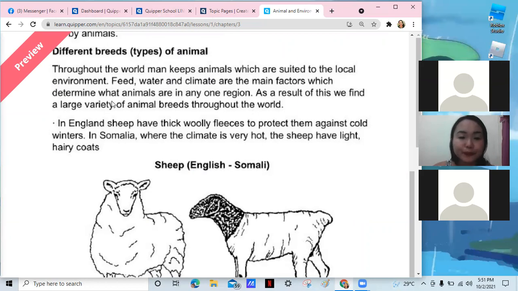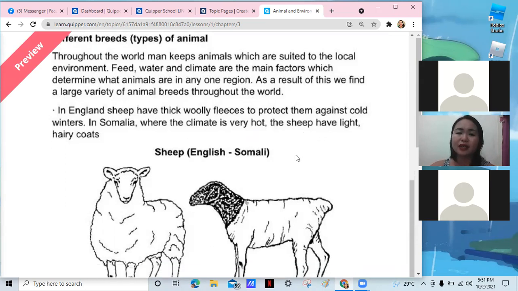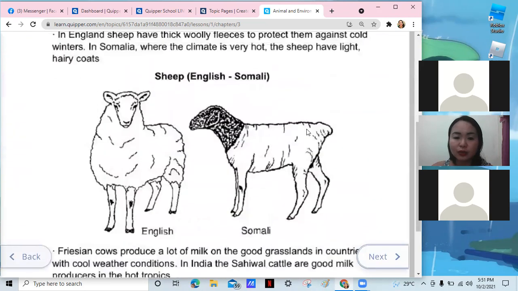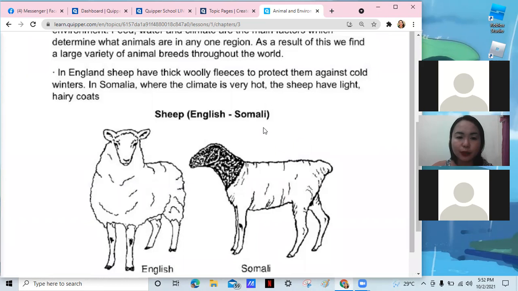So in keeping animals, we should also take into consideration the feed, water, and climate, no? The factors of keeping them in a particular place or region, and the variety of animal breeds throughout the world. So those are things that we need to be very familiar with, no? For example, in England, the sheep, or anywhere in the Middle East, we have a lot of sheep there.